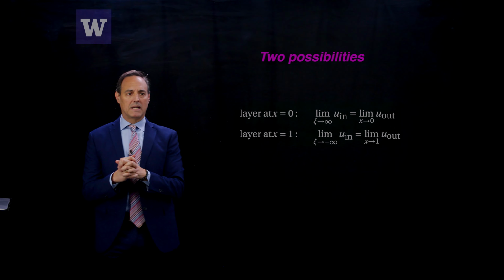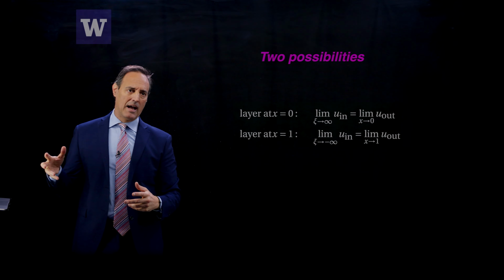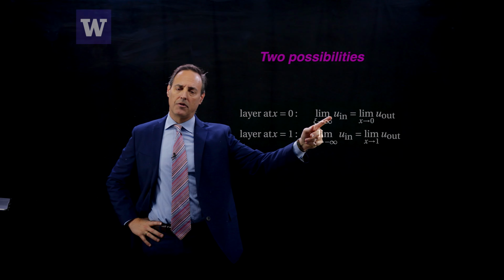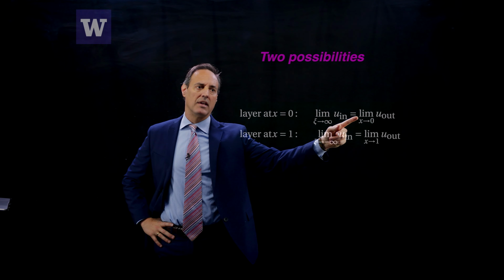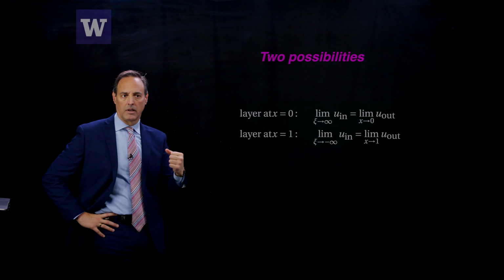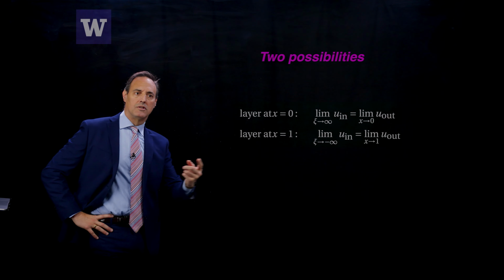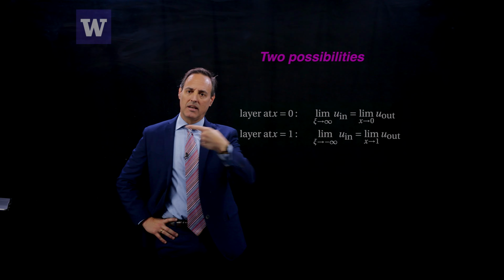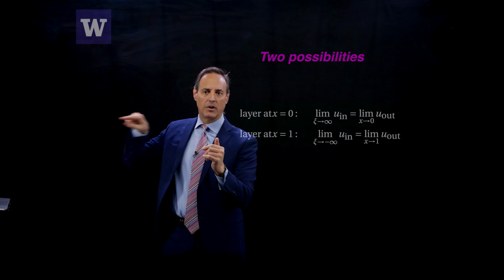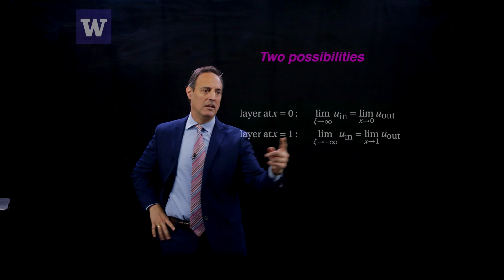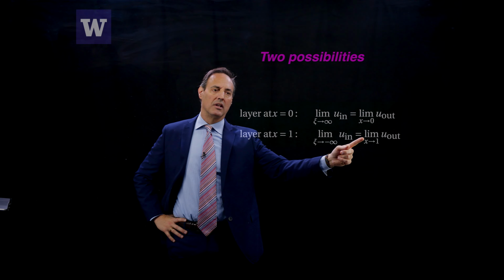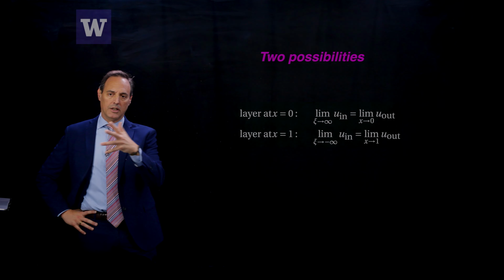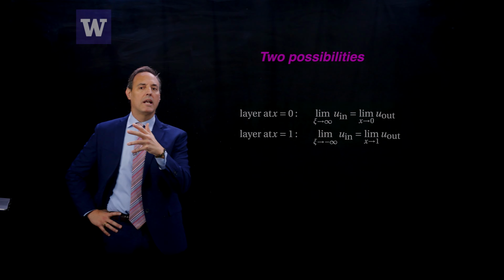So here are the two possibilities. If the boundary layer is on the left at x equals 0, then the limit as x c goes to infinity of the inner solution has to be equal to the limit of the outer solution as x goes to 0. Okay? If the boundary is on the right, so at x equals 1, then the limit x c goes to negative infinity. In other words, you have that expansion variable and you're going the opposite direction into the domain. The inner solution has to equal the limit of the outer solution at x equals 1. So those are your two possibilities: you have a boundary layer on the left at x equals 0 or on the right at x equals 1.